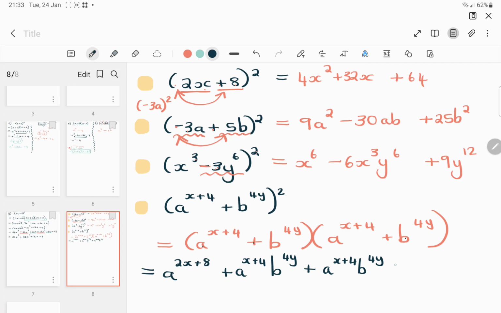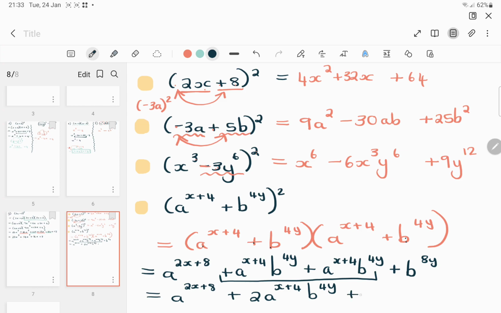And then lastly, b, keep your same base and you add the exponents. Oopsie, why did I put a bracket? Sorry. So then the middle 2 terms should always be able to simplify further. So you're left with a to the power 2x plus 8 plus 2 of those big things, b to the power 8y. Okay, and that is your final answer.